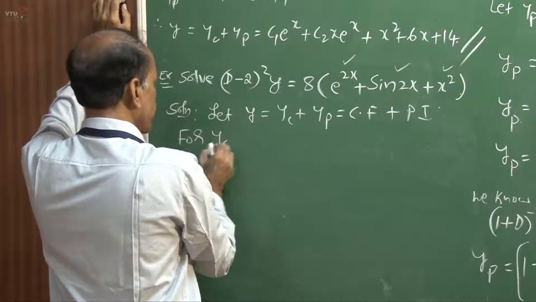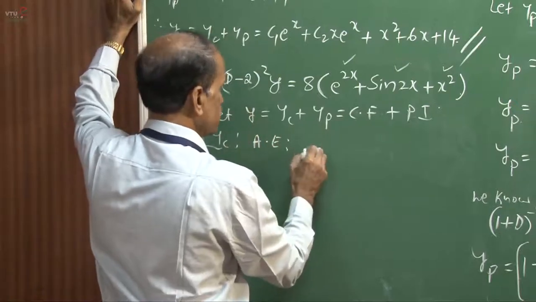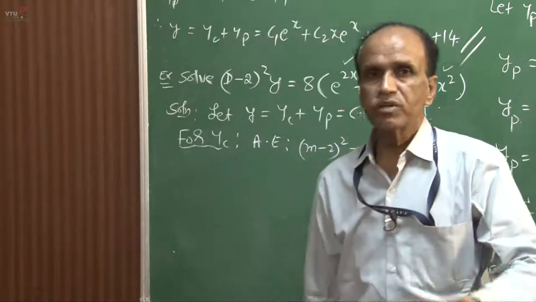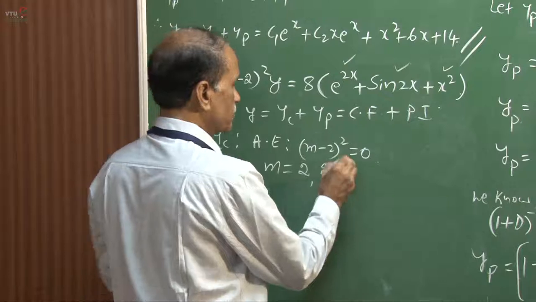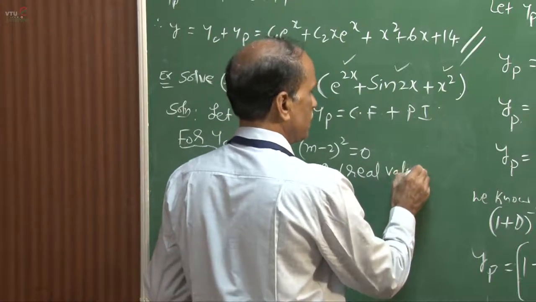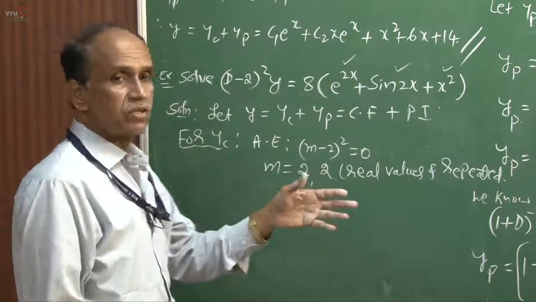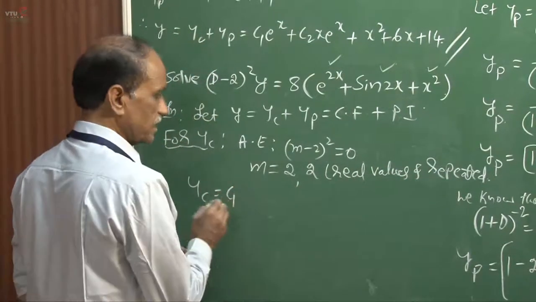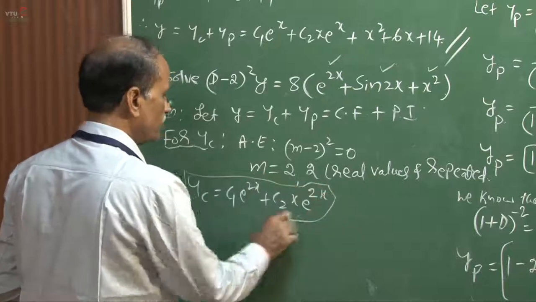Then for yc, that is for complementary function, it becomes the left side auxiliary equation. That auxiliary equation means m minus 2 whole square is equal to 0. So this is m minus 2 whole square equal to 0, means you will get two values of m. M is equal to plus 2 and m is equal to plus 2. There are two values of m, which we call real values and repeated. Both are real, they are not complex quantities, and we have the repeated case. So accordingly complementary function is nothing but c1 e to the power 2x plus c2 x into e to the power 2x. So this is your complementary function for this problem.